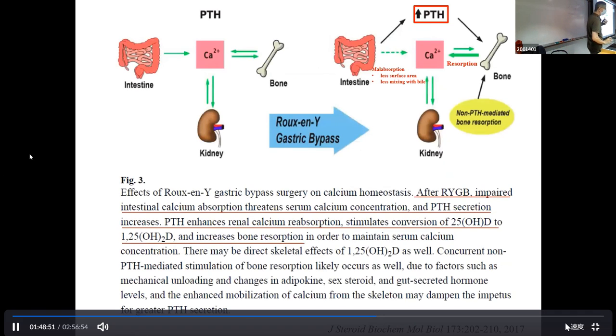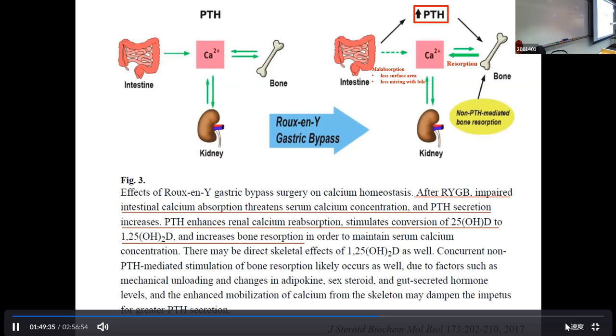Now, what is the consequence? Why would this happen? Why do you have an increase in bone resorption? It is because, as I have underlined here, after the surgery, impaired intestinal calcium absorption threatens serum calcium concentration. That means it may drop, and therefore the hormone PTH secretion increases. PTH enhances renal calcium absorption, or reabsorption, and stimulates conversion of the 25-hydroxy to the 1,25-hydroxy.